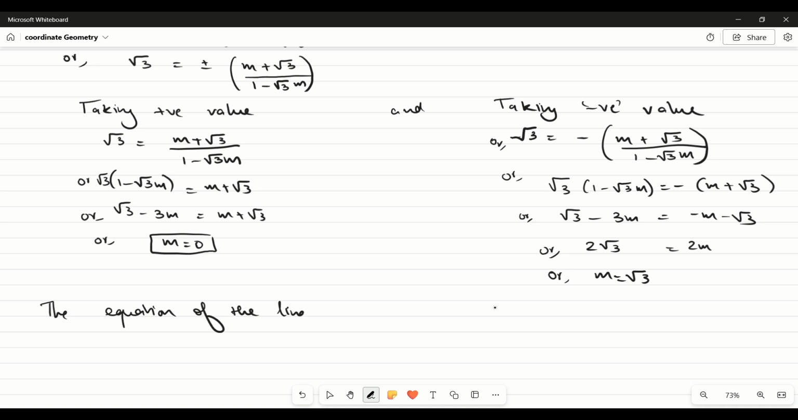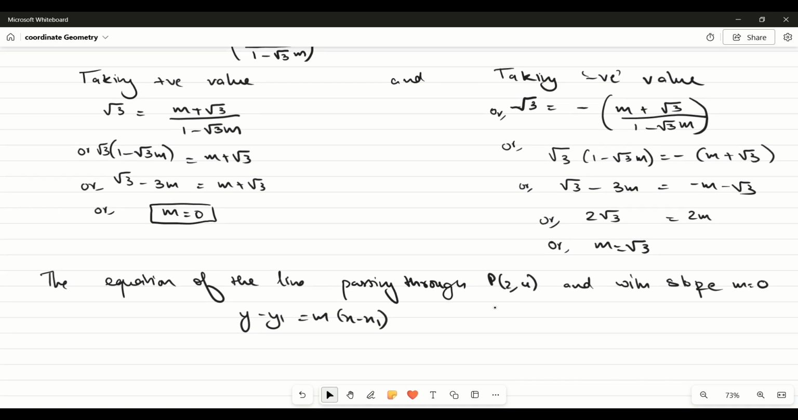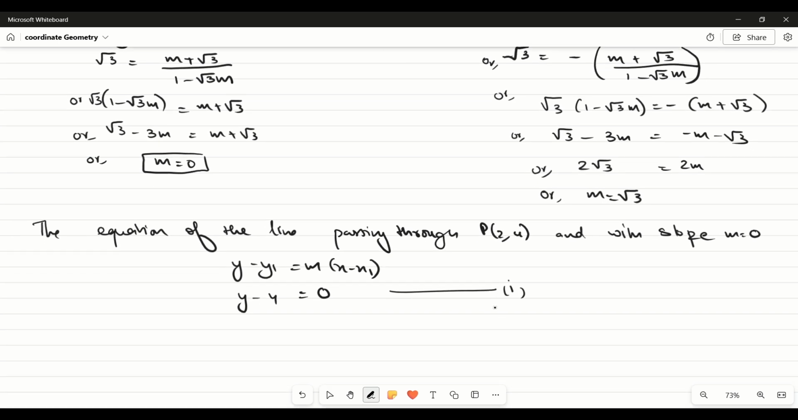So the equation of the line passing through P (2, 4) with slope m equals 0 is given as y minus y1 equals m times (x minus x1). So this is completely 0, and y minus 4 equals 0. That's the one equation. Let's find the other one.